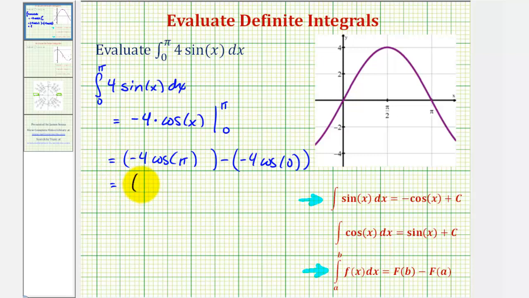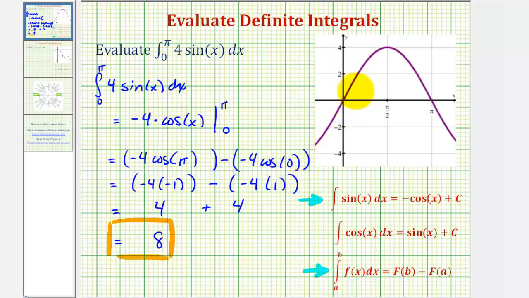So now we would have negative 4 times negative 1 minus negative 4 times positive 1. So notice here we'd have positive 4. This would be minus negative 4, plus 4. So the definite integral is equal to positive 8.